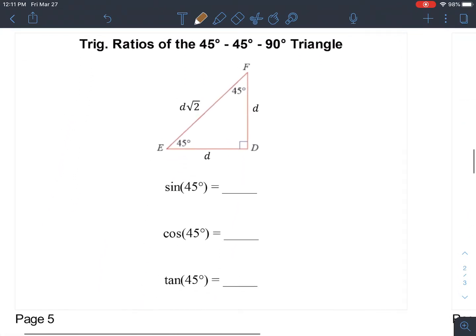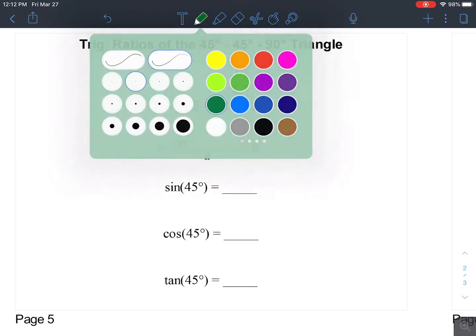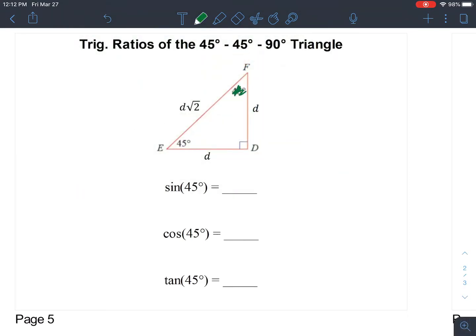All right, and then the trig ratios that we have for the 45, 45, 90 triangle. So if we have sine, it doesn't matter which of the angles we use because they're both 45. So I'm just going to cross off that one, and we're going to use this 45 down here. For sine, we need opposite and hypotenuse, so we're going to label our three sides: opposite, adjacent, hypotenuse. Sine is going to be opposite over hypotenuse, d over d root 2.